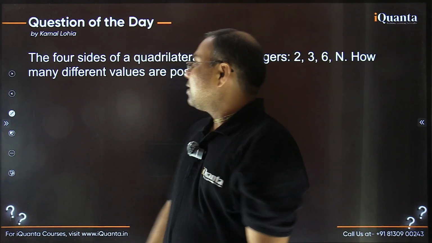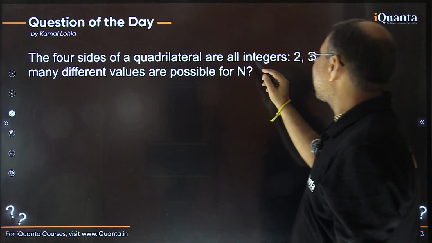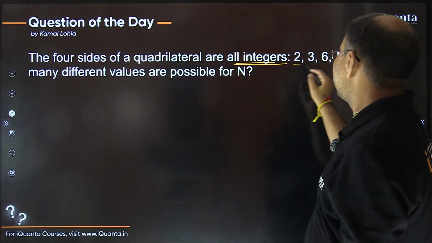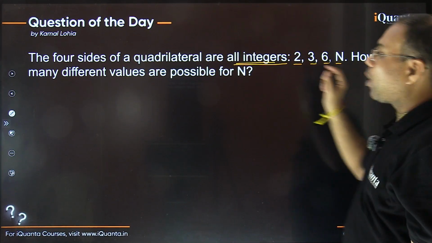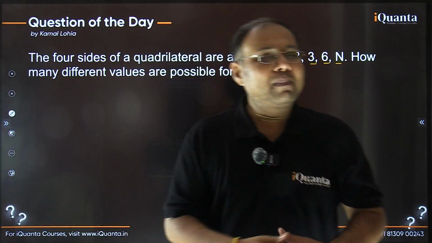Now let's see. It says the four sides of a quadrilateral are all integers. So side lengths are all integers: 2, 3, 6 and n. n is unknown. The question is asking how many different values are possible for n. We have to find how many values of n are possible.